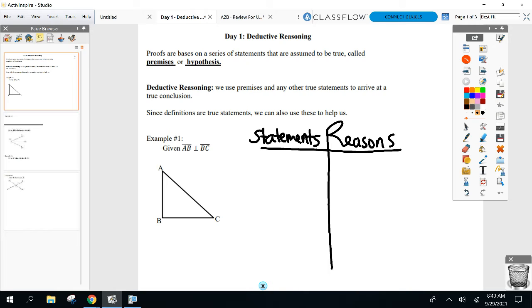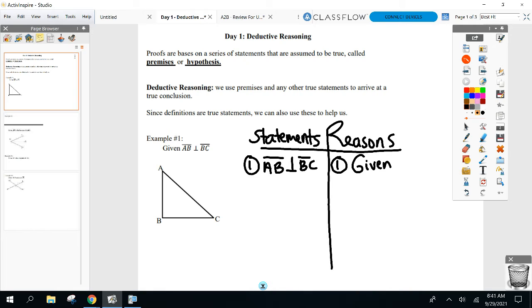And we're going to number everything. So I know statement 1 goes with reason 1. I know they go together. And let's get used to this. Anything in your statements must be true. I already know a true fact because it was given to me. So the first statement we're always going to put is what's given to us. AB is perpendicular to BC. There's the first true statement. How do I know it's true? Because we were told it was true. So I'm going to write in my reasons, given. That's why it was given to us. So let's just get into that habit that our first statement is always going to be our givens.